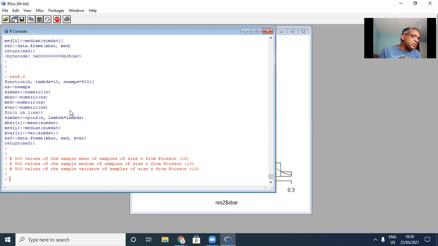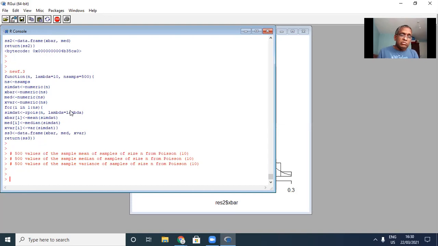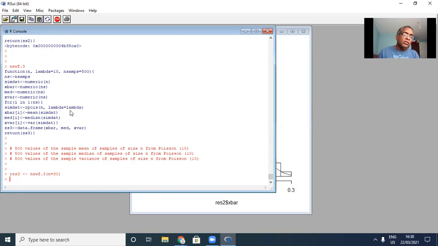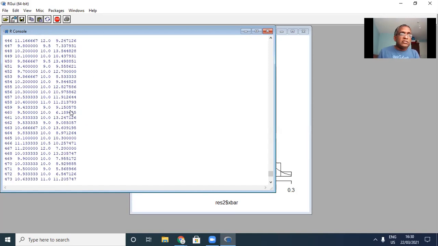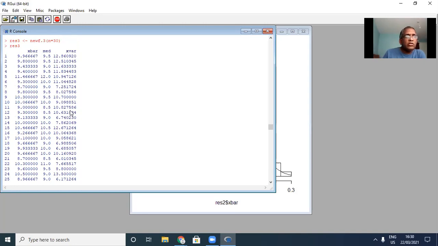Now, to execute this function, you use the same command as before. So you say new f dot 3, say n equal to, for example, 30, right? And if you call it, say, res3, and if you type res3, this is what you will get. You will see there are three columns of data. The first column gives the values of the sample mean. The second column gives the values of the sample median, and the third column gives the values of the sample variance. All right.